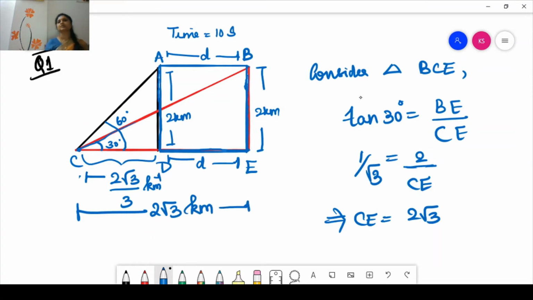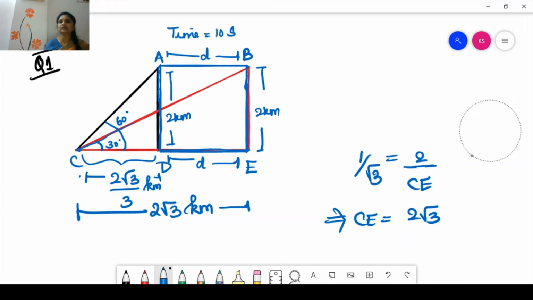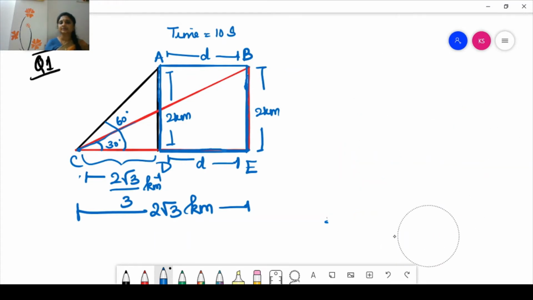So now what am I supposed to find? I'm supposed to find the speed of the aeroplane, the speed with which it has traveled from A to B. So I'm going to find the speed by the distance by time formula, because I already have the time. I'm going to find the distance. The distance I've named as D.